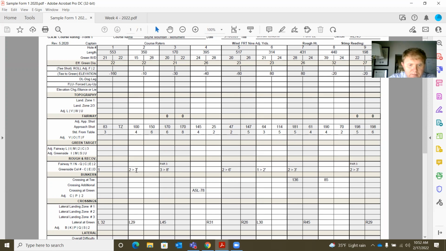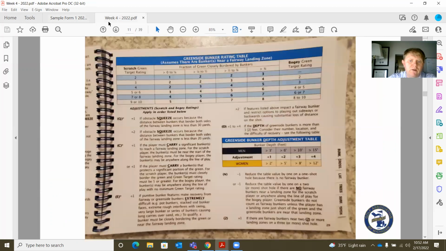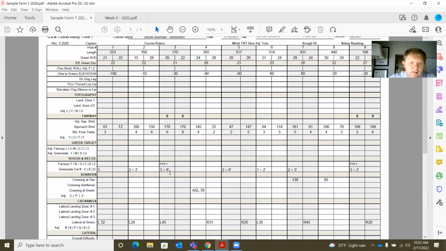And then the next one is the depth. So that's going to be your depth in feet. And for the depth chart, we'll talk a little bit more about that. There is a different one for men versus women here. And then you'll also see in some cases a par 3 listed. And if it's a par 3, we won't have fairway bunkers. We won't have fairway bunkers on par 3s. So there'll be an adjustment that we put in there.